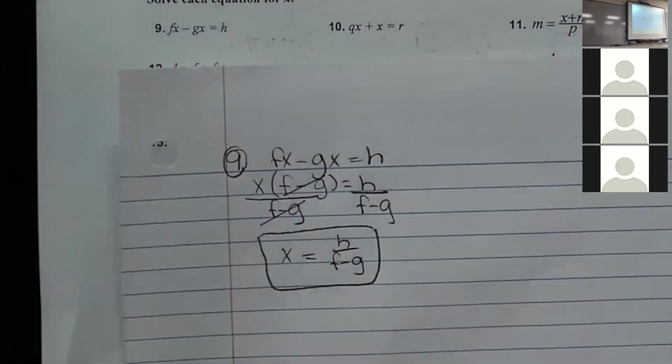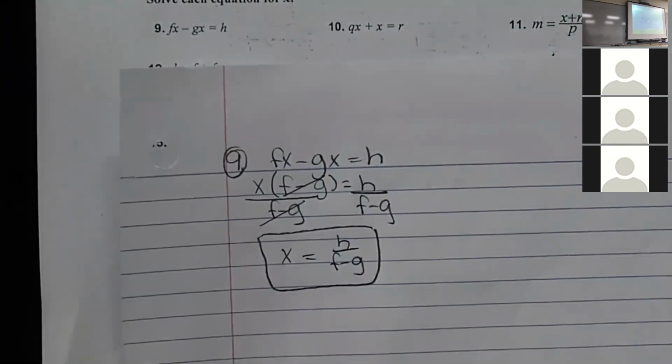Now x is by itself. Same process, it's just all letters. Exactly. It looks worse, but it's not. I know it confuses a lot of people, so we're doing a lot of them together.